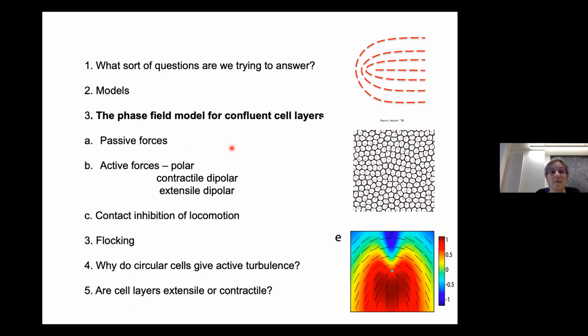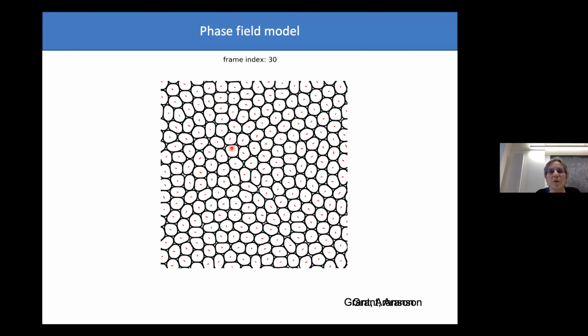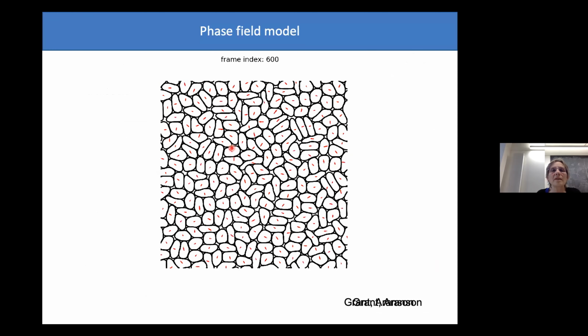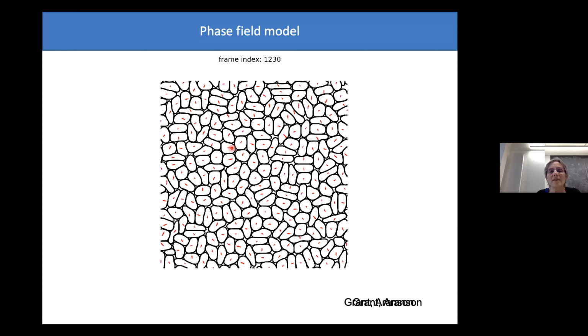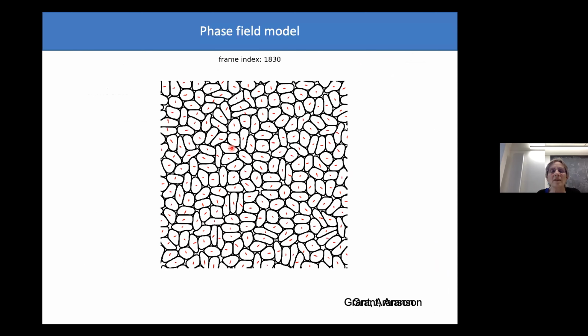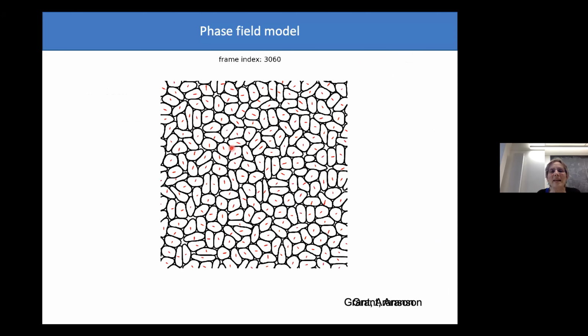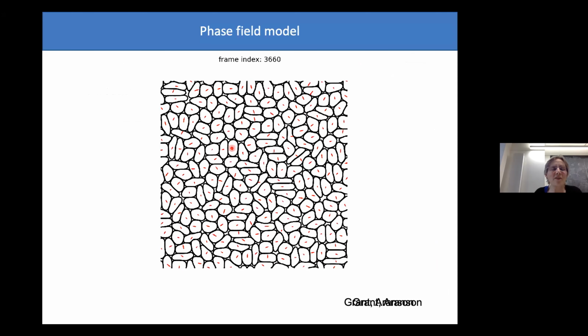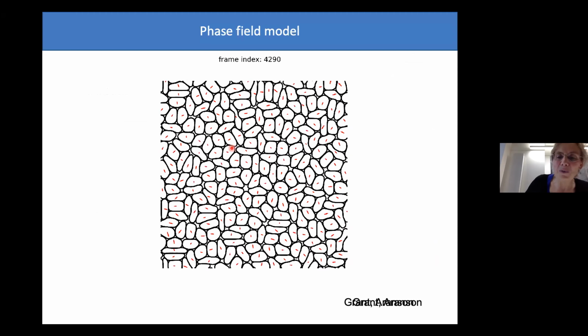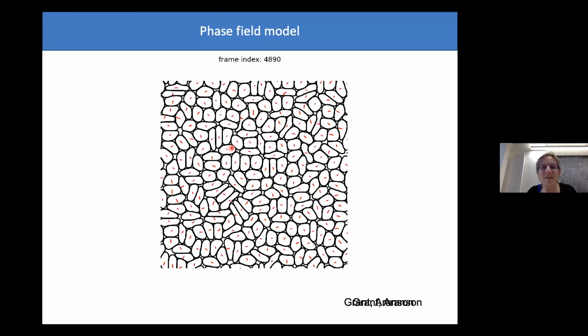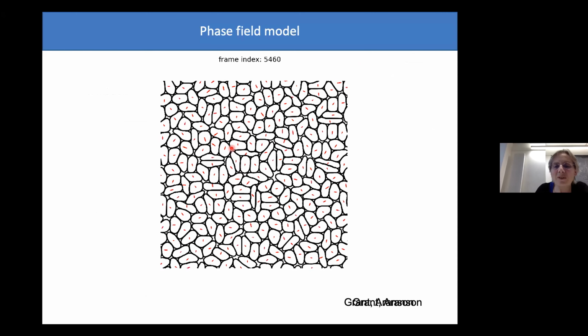So start with a movie. This is what the phase field does. It looks like a load of cells moving around. I dare say to physicists. I don't think biologists will think it looks like a load of cells, but it's the best we can do at the moment.